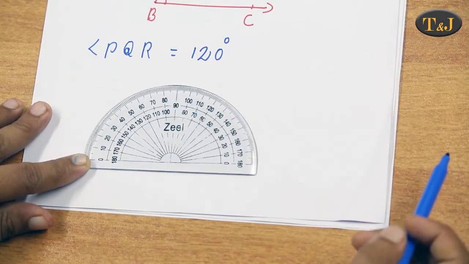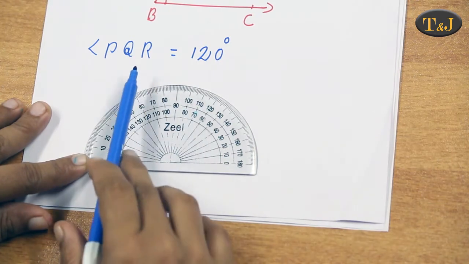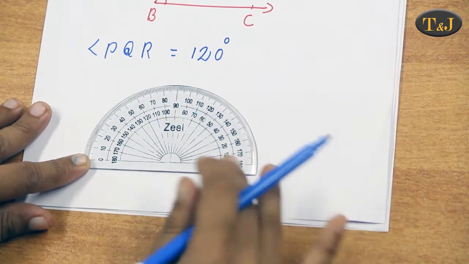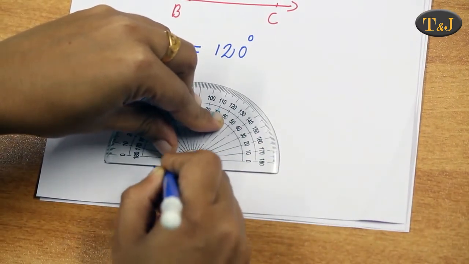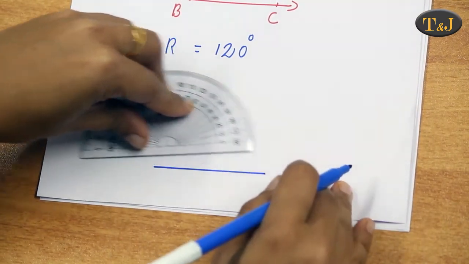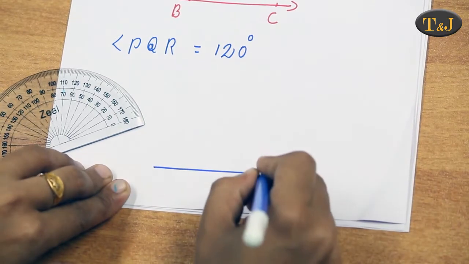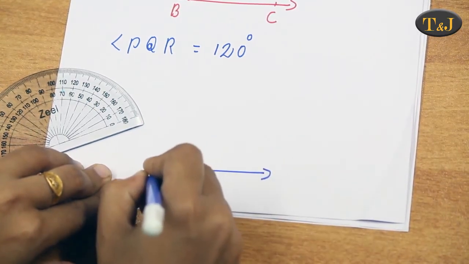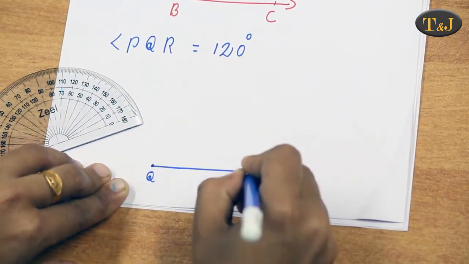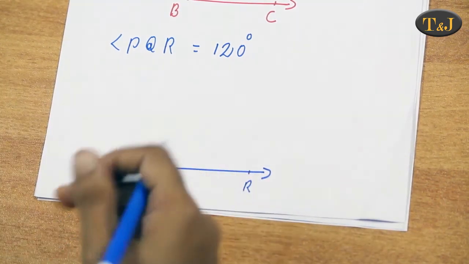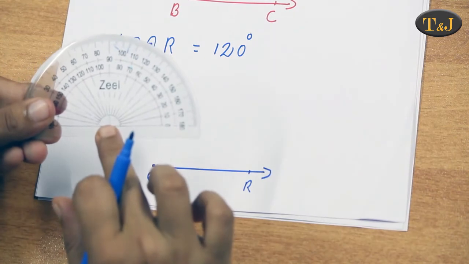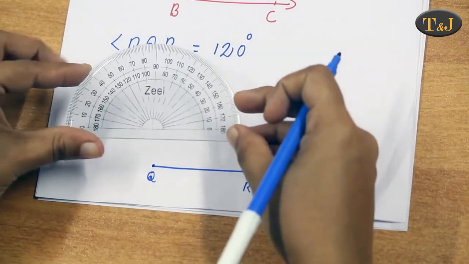Then our second example, draw the angle PQR equal 120 degree. First we draw the ray QR. That means we are drawing a baseline. This is our ray QR. Just mark it as Q, then R. Then place the protractor using the center of the baseline starting from the point Q.